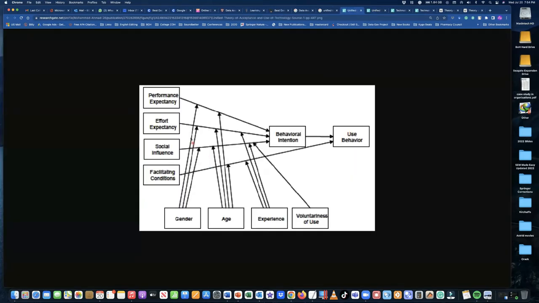But what they did, which is good, is that they told you that all this is moderated by gender. Male and female will have differences in how they respond to these things. Maybe for certain technology, male may find it easier to use than others. Age. Certain age groups will also have different experiences. The experience the person brings can only affect, look at where the arrows for experience are going: facilitating conditions, effort expectancy, and social influence. Experience doesn't go to performance expectancy.